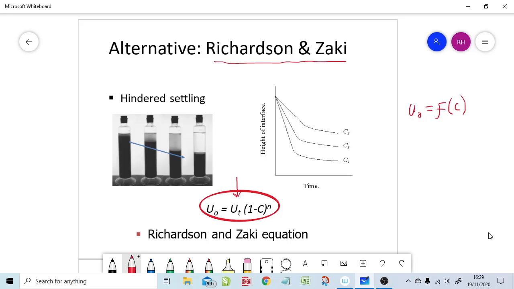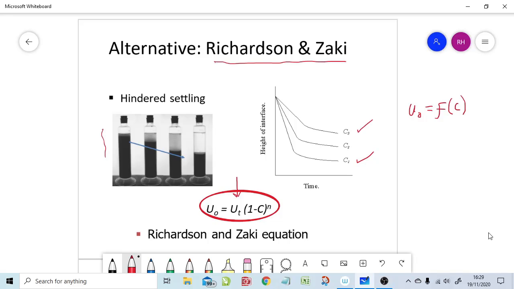And here is the height of the interface that is again illustrated in this plot over here. Here's the height of the interface, and we can see this is for 3 different concentrations. So this is the highest concentration because it is the slowest one. This is the lowest concentration because it's giving us the highest settling velocity.